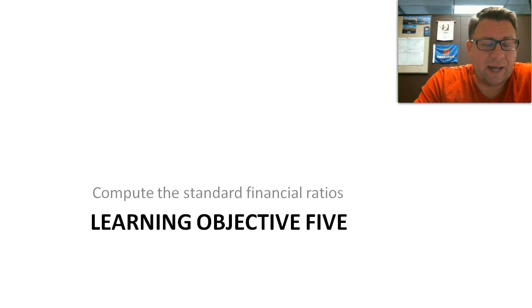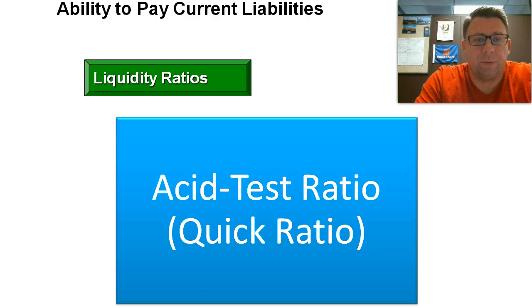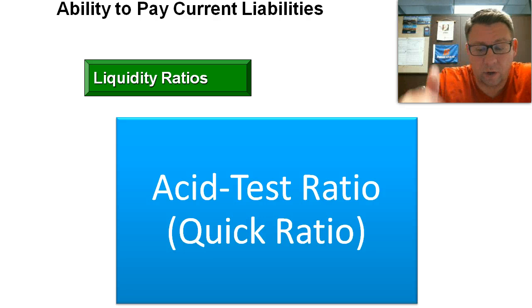All right, this podcast is going to focus on the acid test ratio. The acid test ratio is also a liquidity ratio. It measures our ability to pay current liabilities. And sometimes this is called or referred to as the quick ratio. So acid test or quick ratio.